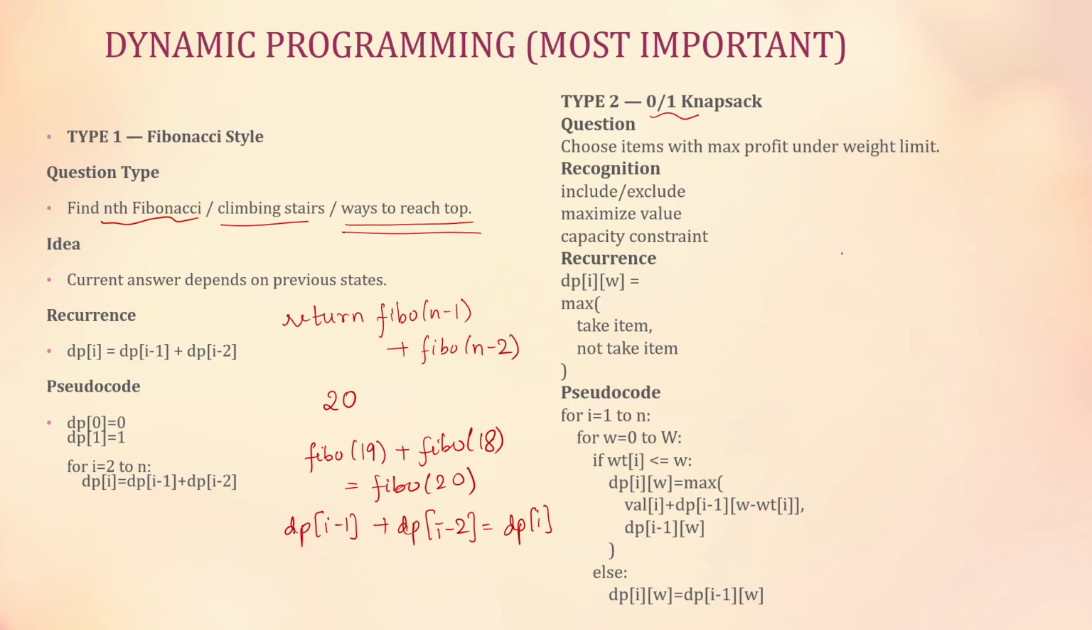Next is 0-1 knapsack. In this, there are two types of problems, 0-1 knapsack or fractional knapsack. In 0-1 knapsack, like we had done earlier, 0-1 means either take it or you leave it. You can't take parts of something. You have to take the entire thing together or take nothing. You choose items with maximum profit under the weight limit provided. Now, here we take the maximum of either take or not take.